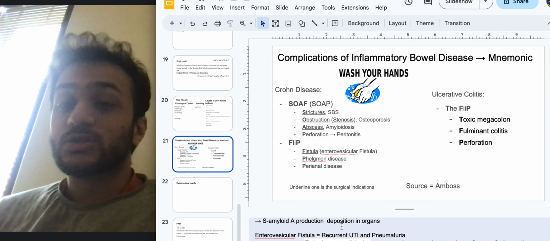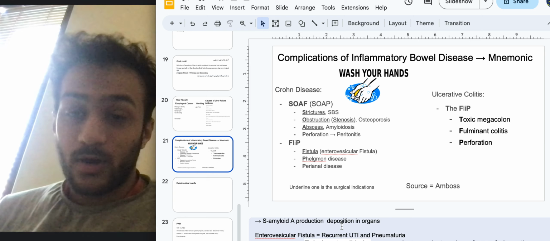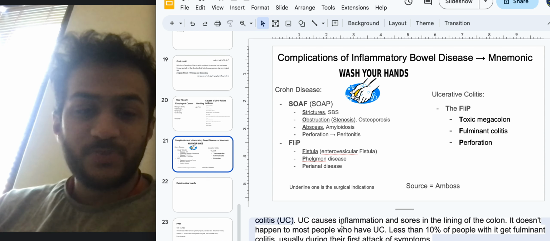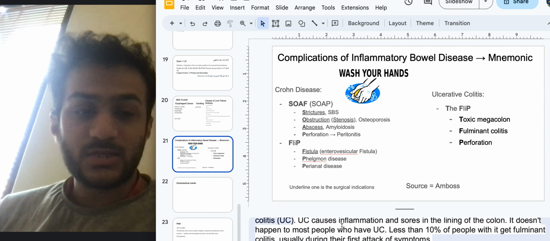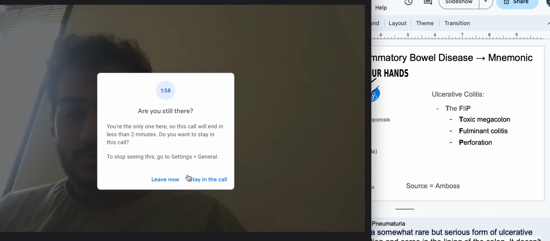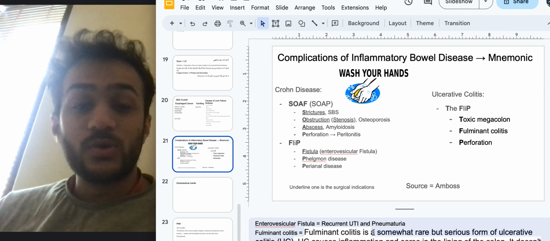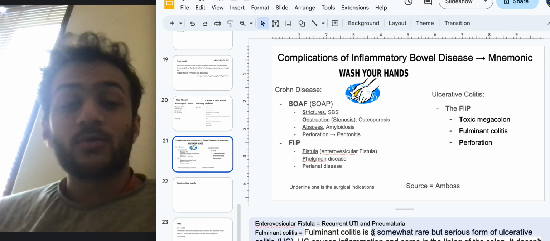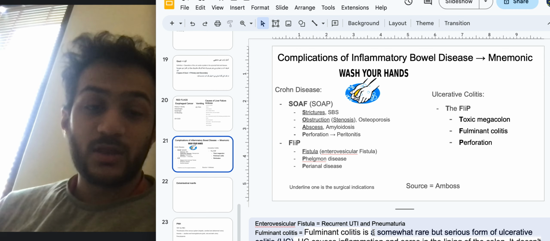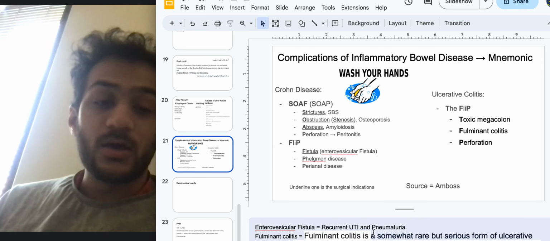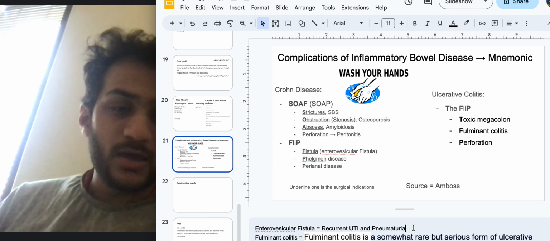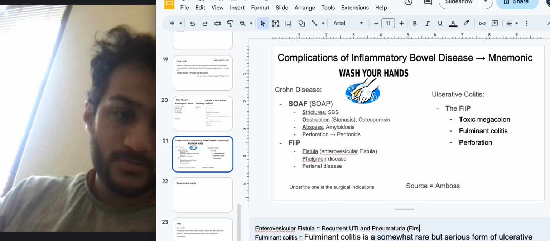So again, toxic megacolon, fulminant colitis, perforation can be over here. And I just want to speak a little bit about fulminant colitis because of what we're going to be doing. Okay, so fulminant colitis is somewhat rare, but a serious form of ulcerative colitis. By the way, all the info that's down below, I got from the internet. And this over here, the recurrent UTIs and pneumaturia, is from the First Aid book.